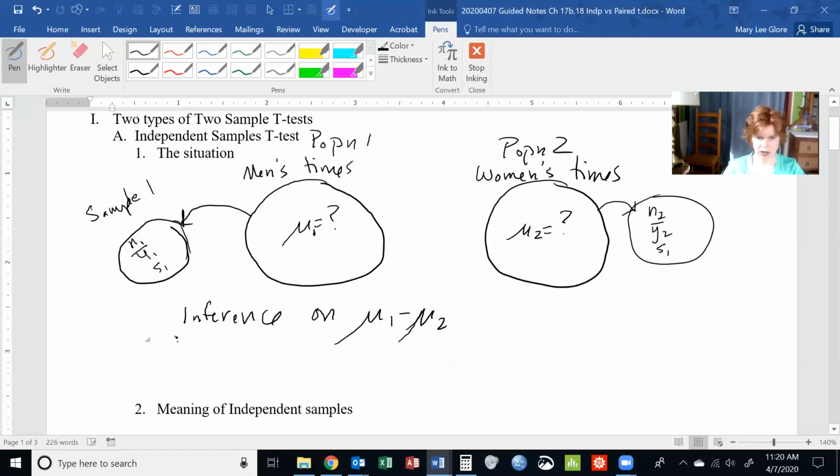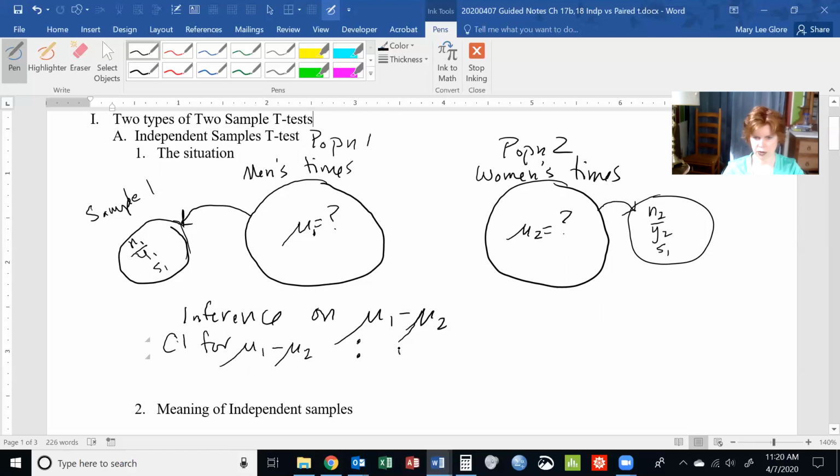So if I want a confidence interval for the difference in the means, okay, since I'm calling men's times 1 and women's times 2, this mu1 minus mu2 would be how much more men work out on average than women. It can be negative. Maybe women work out more than men. It doesn't have to be positive. But this is going to be based on the difference in the two samples.